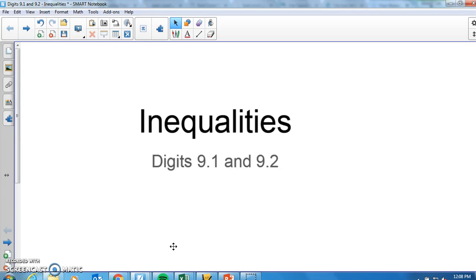So most of you have dealt with inequalities in the past. You should have, greater than, less than. Those are called inequalities. The word inequality means not equal, okay? This is going to cover digits 9, 1, 9, 2. It's actually going to cover several different things with digits. But right here it just has for 9, 1 and 9, 2.